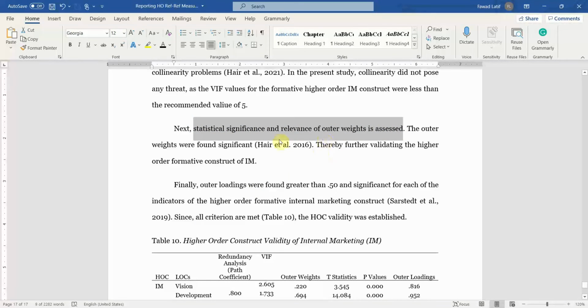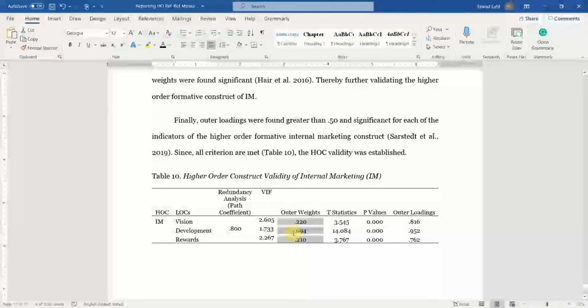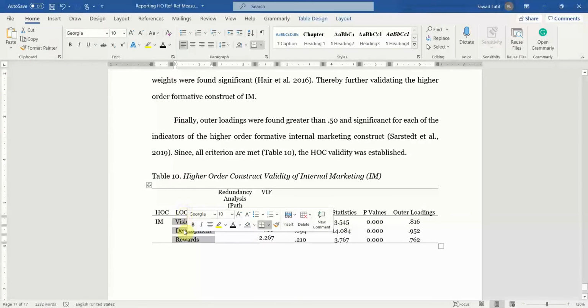This is step 3. And are your outer weights significant? In this case, I've reported them here. Look at this. These are the outer weights for vision, development and rewards. That is the indicators or lower order constructs for this higher order construct of IM. Are they significant? Yes. No issues.